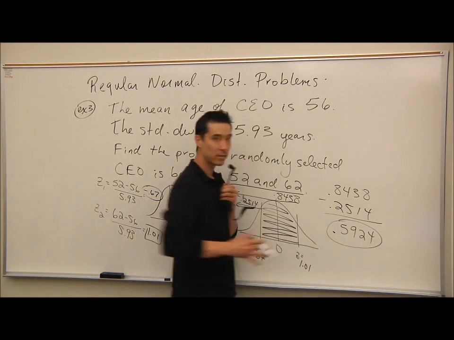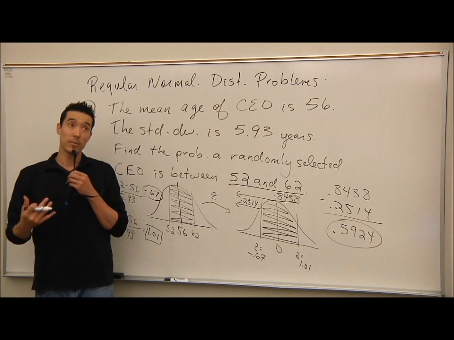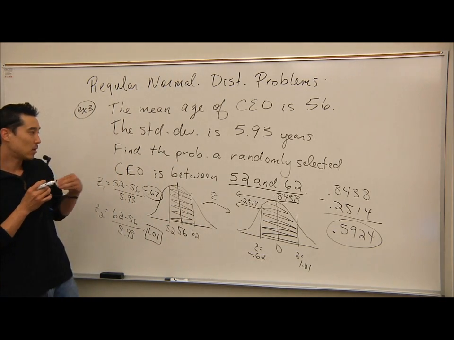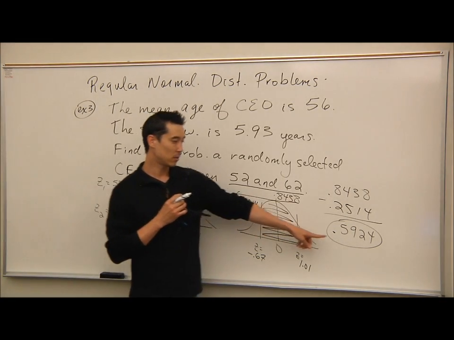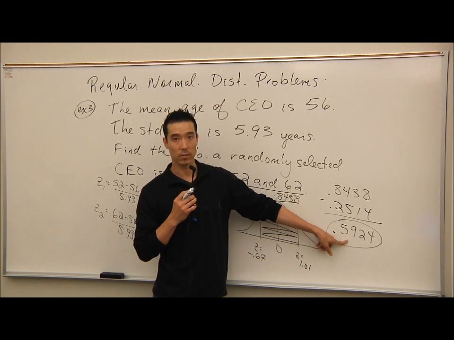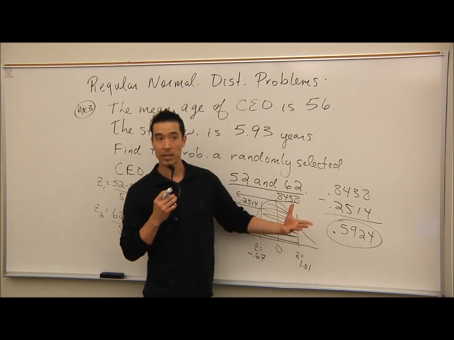Okay? So based on this problem, the probability that a randomly selected CEO is between 52 and 62, the chances are 0.5924. Okay? So approximately 59%.